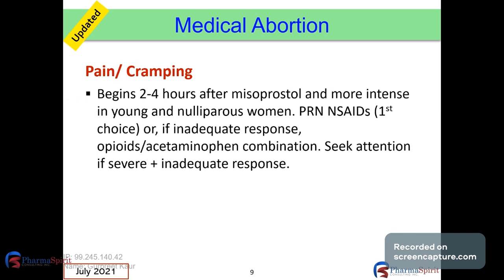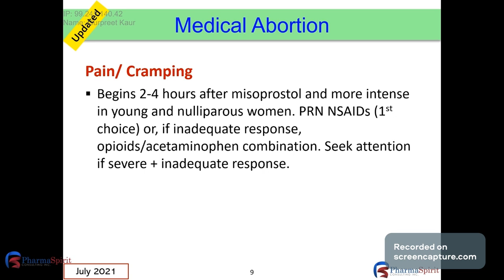Females who undergo medical abortion commonly experience pain and cramping. The pain and cramping start 2 to 4 hours after misoprostol administration, and as-needed NSAIDs are used as the first choice to manage the pain and cramping, especially naproxen and ibuprofen.